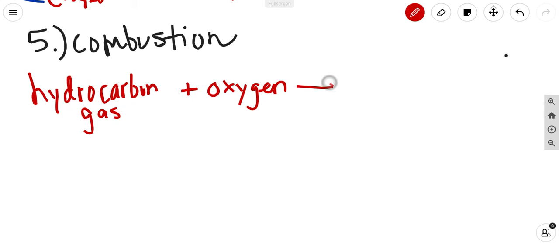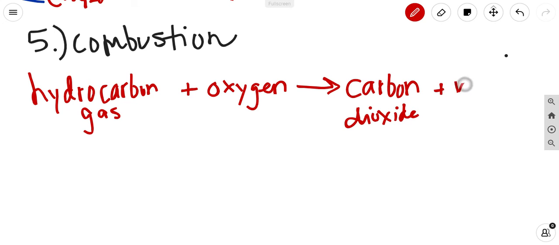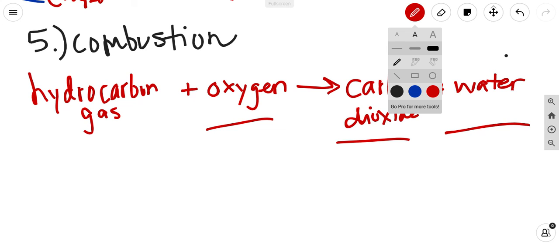A fire is always going to produce what 2 things? It's going to produce smoke in the form of carbon dioxide. Oops, hold on. Let me write out the word. Carbon dioxide. And it's always going to produce water vapor. So these 3 parts will always be the same. And the thing that's going to change is the hydrocarbon gas.